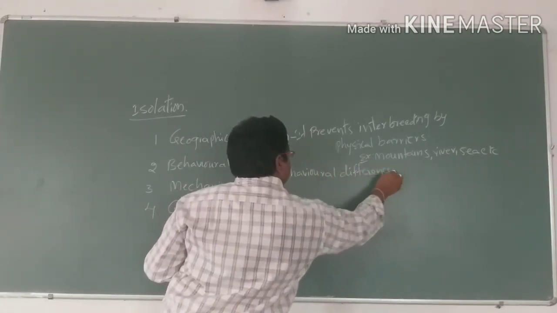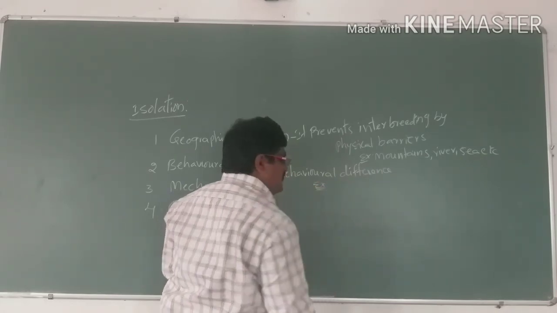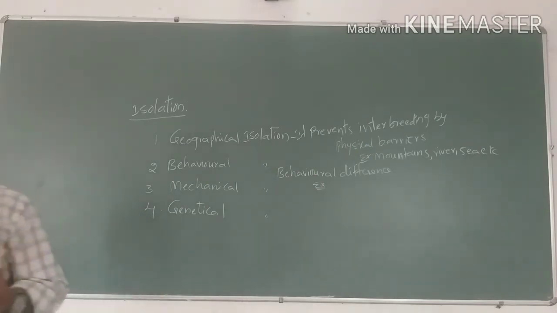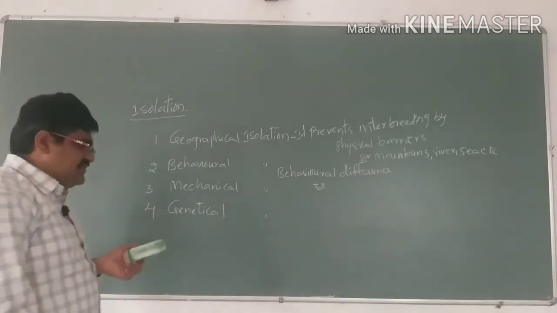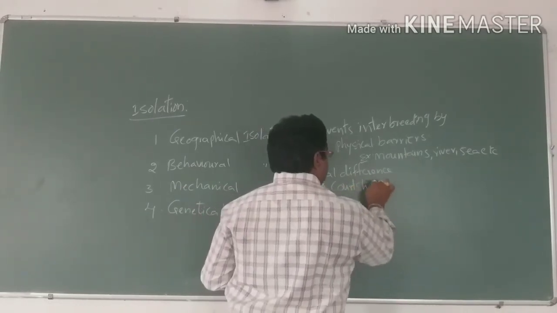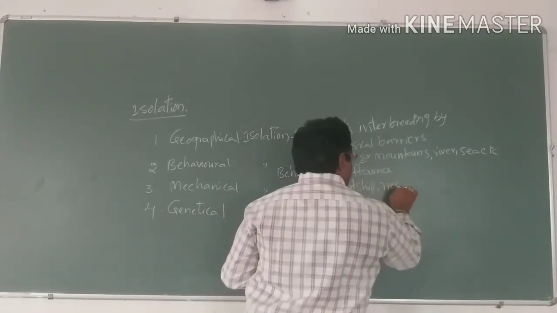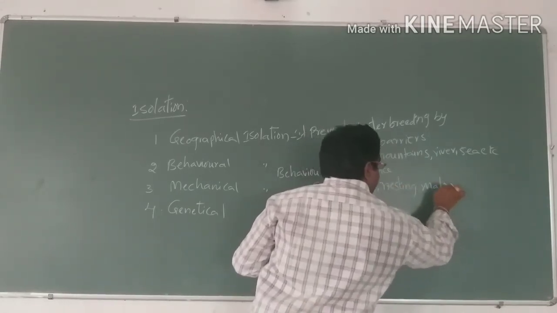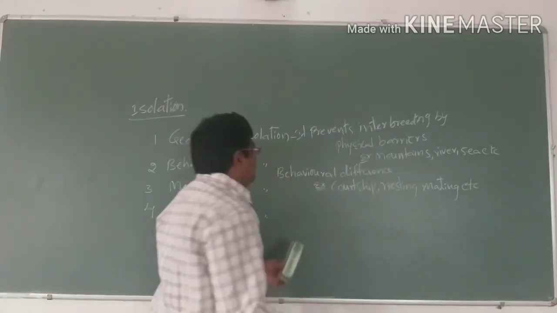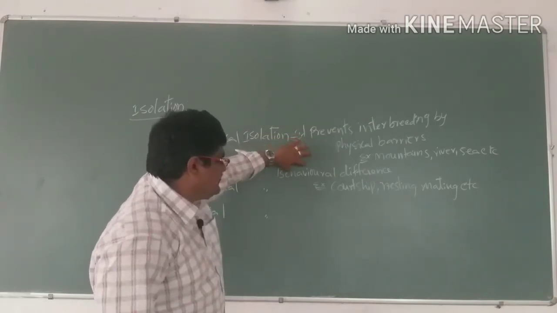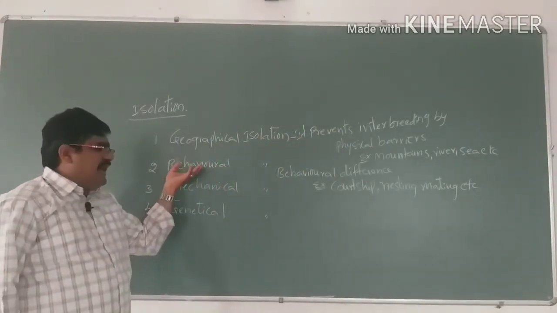Examples we can take are courtship, nesting and mating. That means it prevents interbreeding by the behavioral differences, which we call behavioral isolation.